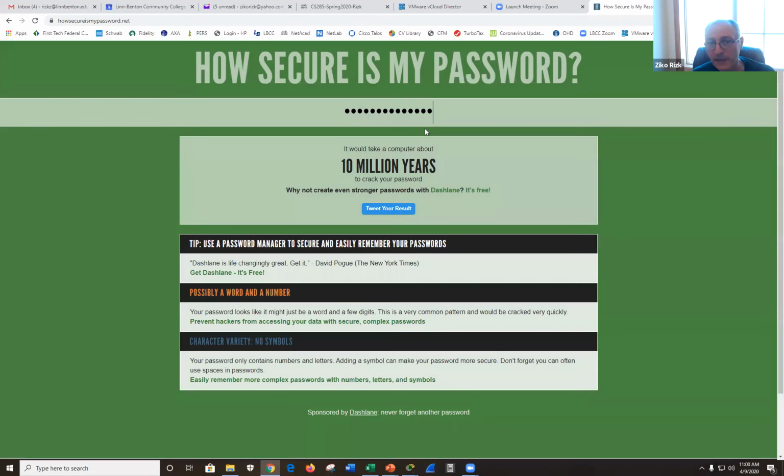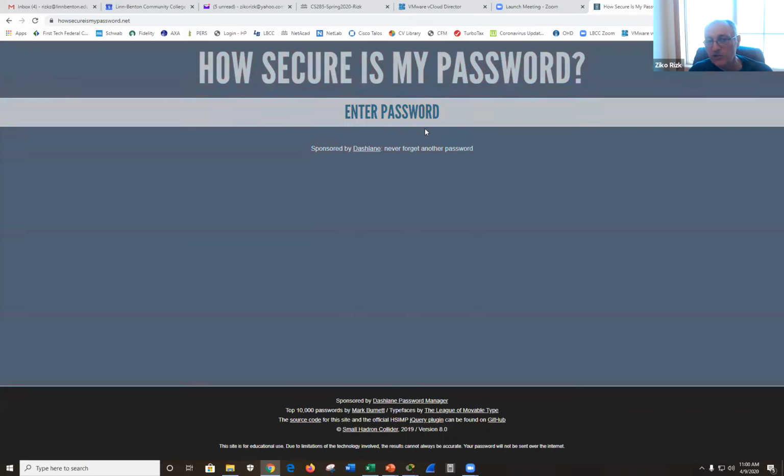You will be surprised when I teach the digital literacy class and I ask students to type in their passwords. You'll be surprised how many students will tell me, 2 minutes, 4 minutes. Well, that's how long it will take a standard computer to crack your password. So you want to use a secure password.